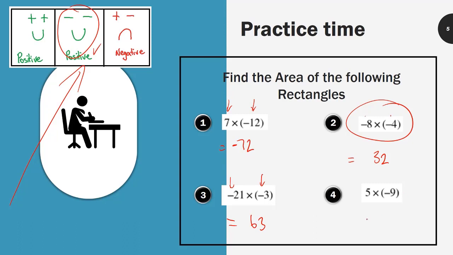And here, 5 times 9 is 45. But I have one positive and one negative. So that means it's this negative ninja up here. So that means I have a negative 45.